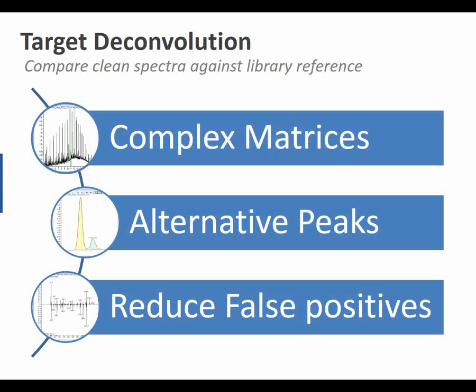Alright, where target deconvolution pays off is in complex samples. So the ability to clean up the spectra and match it against a library reference is good in the cases where the matrix would, for example, affect the retention time of your compound by varying it, common in dirty samples. And the alternative peak outlier can help you make sure that you're assigning the target correctly. And in that effort, it will reduce the false positives, which is a goal of this analytical process.